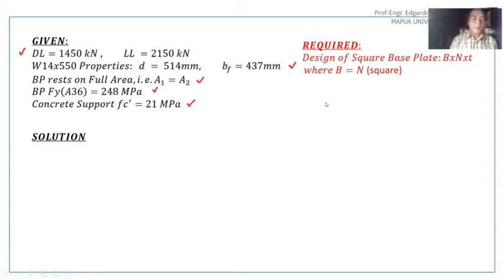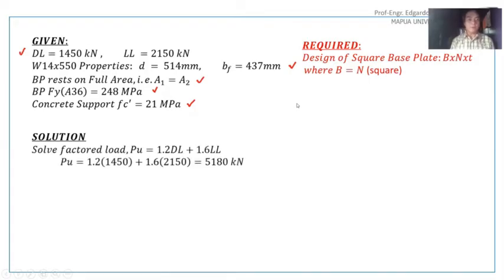Okay, so the solution. First we have to solve for the P sub u. Now, P sub u is the ultimate column load that would come from the service dead and the service live load. So that would be 1.2 of dead plus 1.6 of live load. So that gives us 5,180.